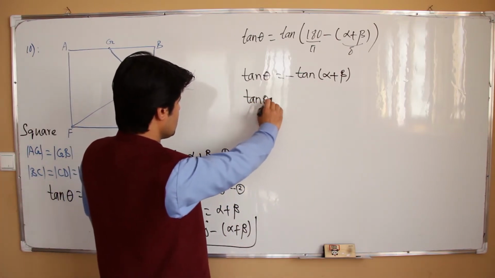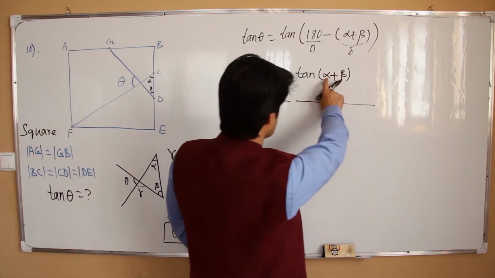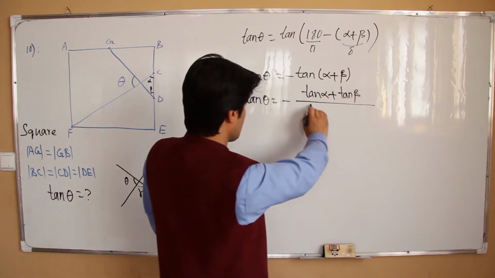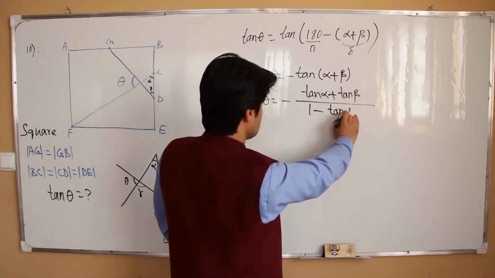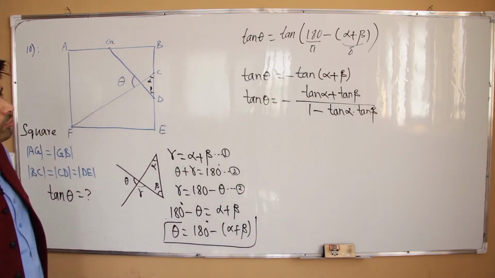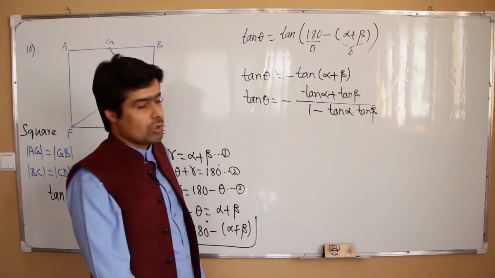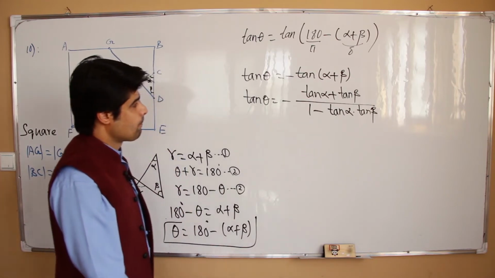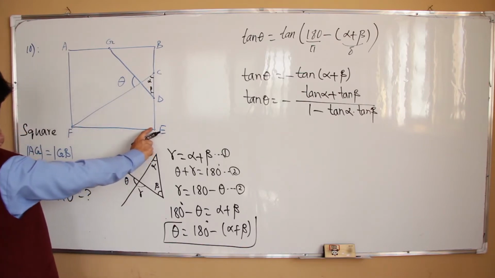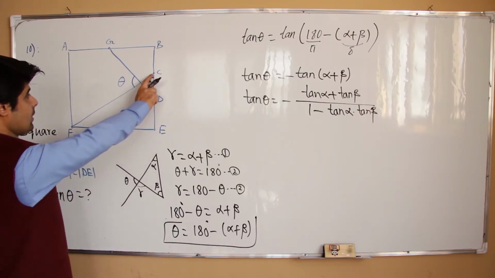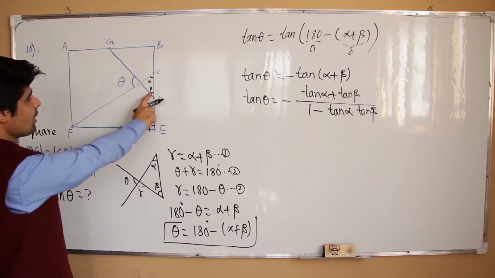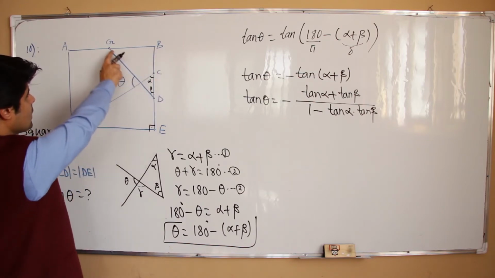Am I right? Yes. So, you know this formula. Tangent theta is equal to, put this negative here, negative of tangent alpha plus tangent beta over 1 minus tangent alpha times tangent beta. But to find tangent theta, you have to know tangent alpha and tangent beta. Okay. Now listen. Is alpha in a right angle triangle or not? Yes.